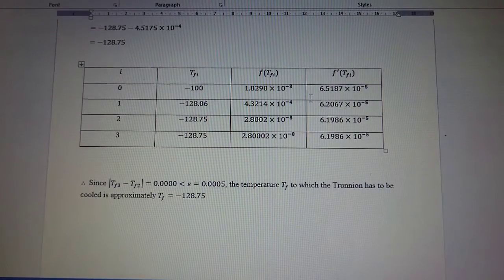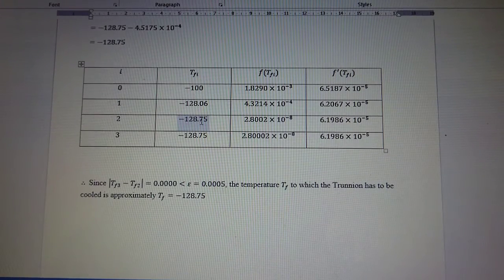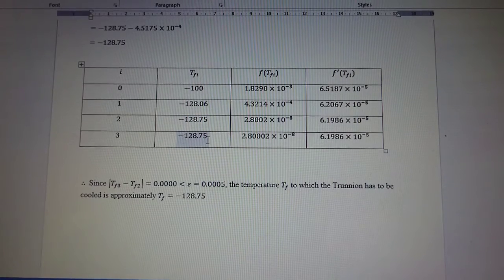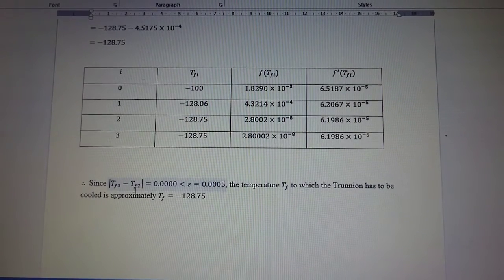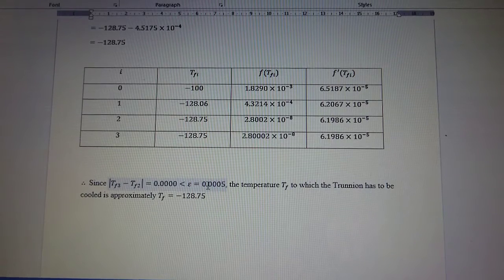So when we look at the table, after we insert the substitution, we calculate and minus the previous TF, then iterations 2 and 3 have the same TF answer. Since TF3 minus TF2 is equal to 0.000, smaller than 0.005, the temperature TF to which the trunnion has to be cooled is approximately negative 128.75.